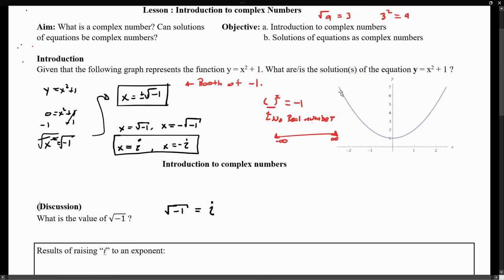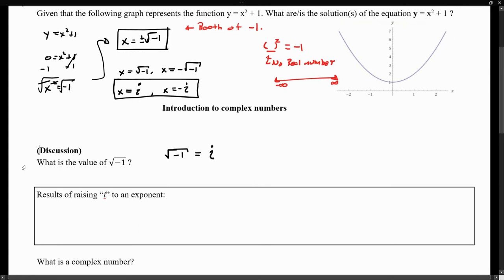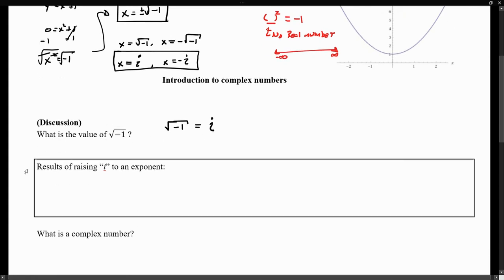And that also goes hand in hand with how we graph our equation, because by the graph, it doesn't touch the x-axis, so therefore there are no real solutions. We know that we must have two solutions, so both of them must be imaginary. Now this imaginary number, or i, which is derived from the square root of negative 1, has certain properties, and let's discuss some of those properties.